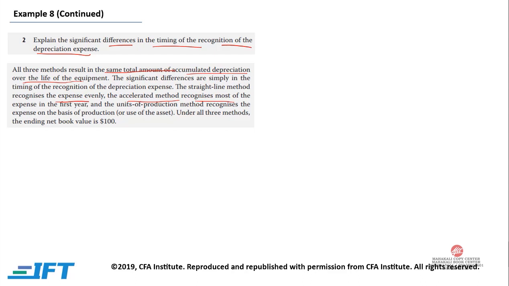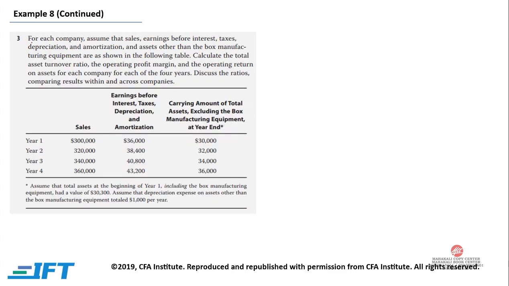The accelerated method recognizes most of the expense in the first year. And the unit of production, actually the depreciation depends on the production level. So if the production level is very high in the initial year, then the depreciation would be very high. And if the production level is low in the initial year, then the depreciation would be lower. So unit of production method recognizes the expense on the basis of production. Under all three methods, the ending net book value is 100, that is your residual value.